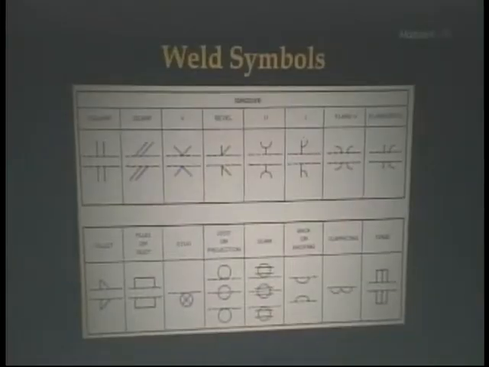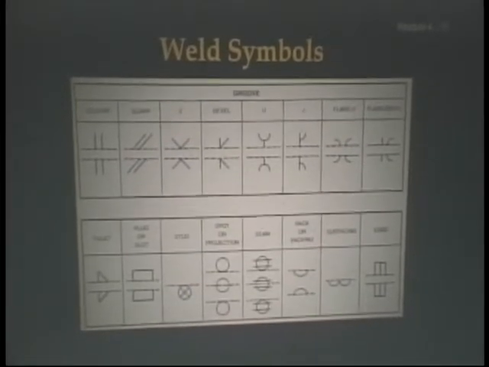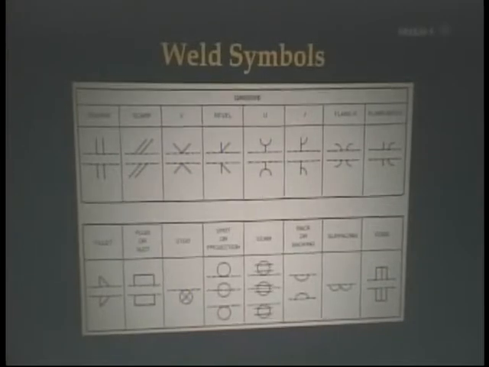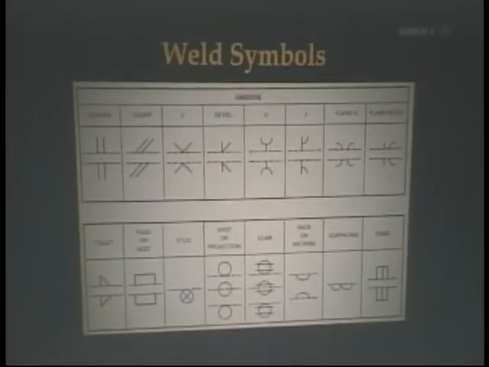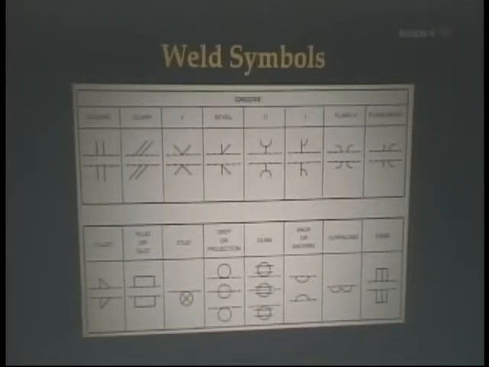Now the following consists of the following 8 elements, or as many of these elements as are necessary. However, the only ones that are required are the reference line and the arrow. So you can see we have a series of bulleted items there: reference line, arrow, basic weld symbols, dimensions and other data, supplementary symbols, finish symbols, tail, and other specifications.